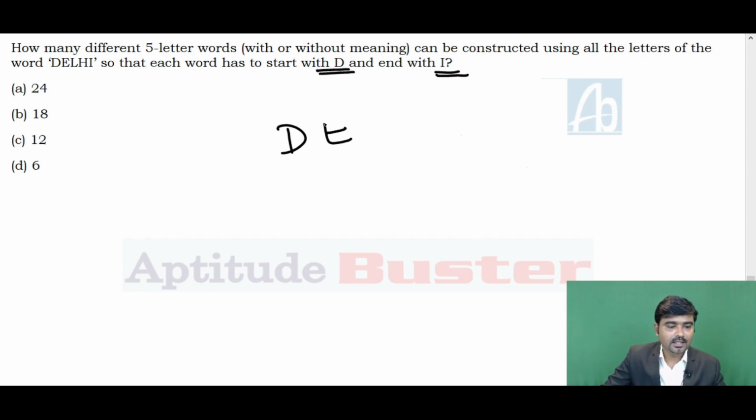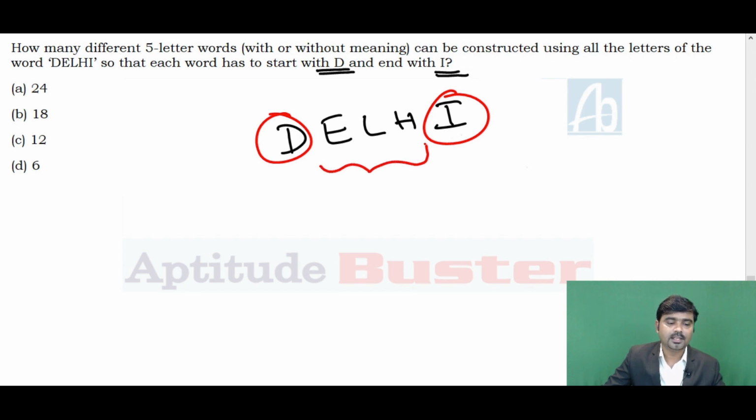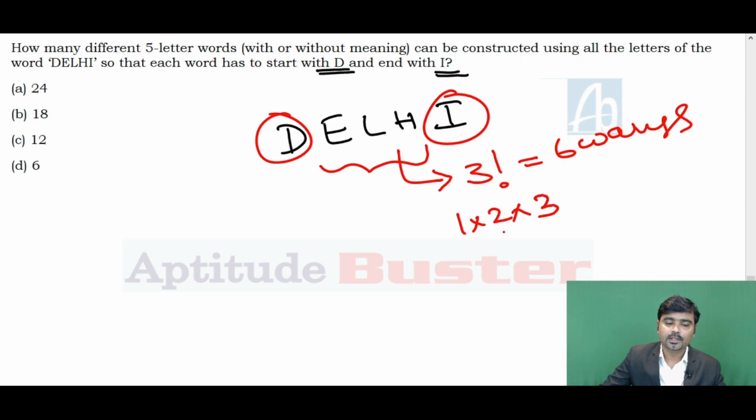D, E, L, H and I. These 2 letters are fixed, D and I fixed. Only these 3 letters are going to interchange places. 3 different letters can be arranged in 3 factorial ways. 3 factorial is nothing but 6 ways. I think everyone knows 3 factorial means 1 into 2 into 3, right? So the answer for this question is 6.